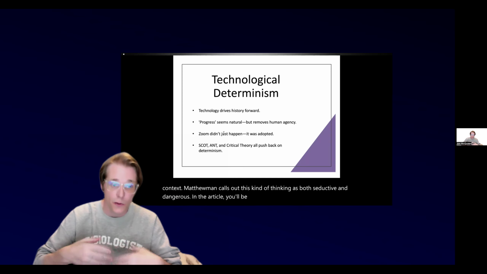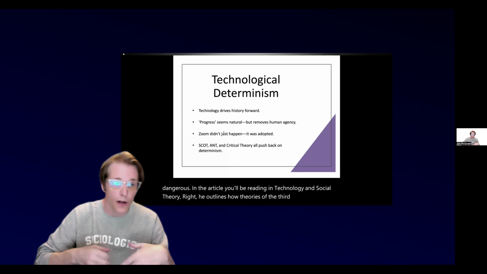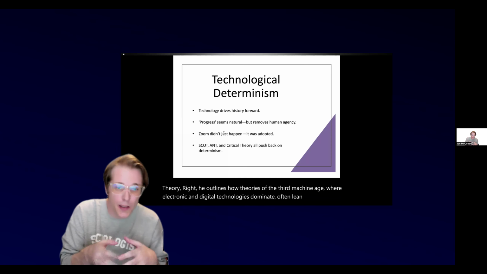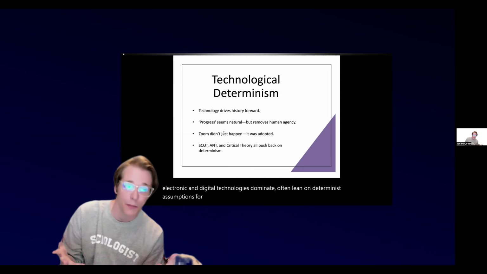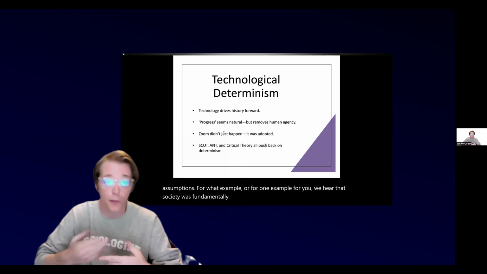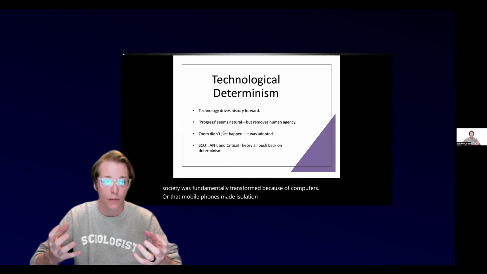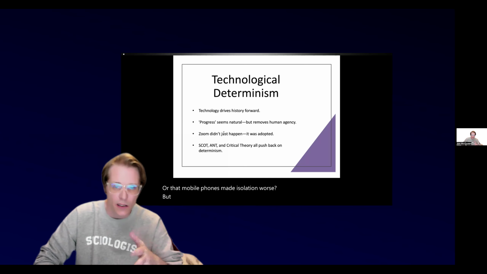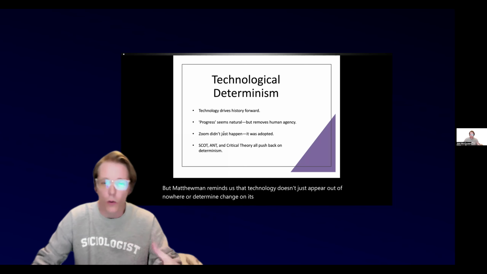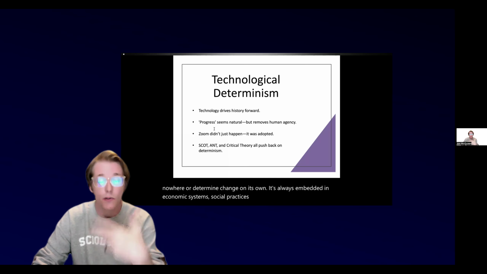In Technology and Social Theory, right, he outlines how theories of the third machine age, where electronic and digital technologies dominate, often lean on determinist assumptions. For one example, we hear that society was fundamentally transformed because of computers, or that mobile phones made isolation worse. But Matthewman reminds us that technology doesn't just appear out of nowhere or determine change on its own. It's always embedded in economic systems, social practices, and institutional logics.